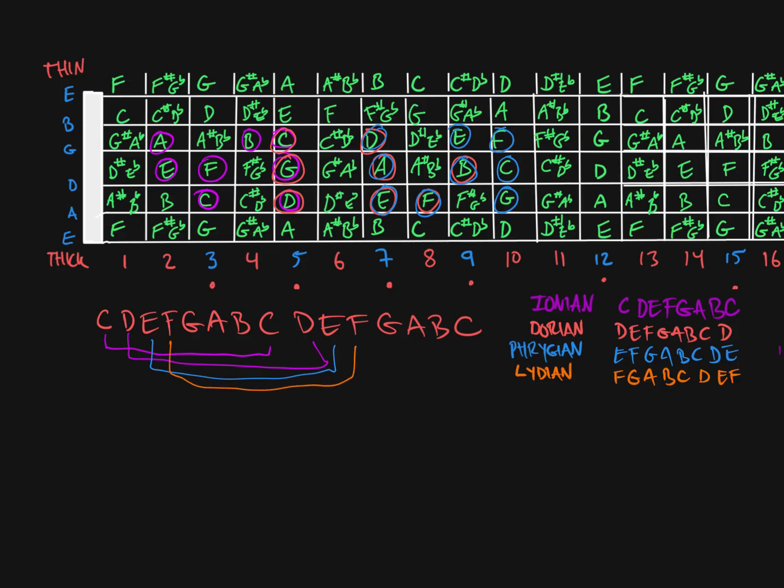Let's try it from F to F. That's going to give us Lydian mode. F, G, A, B, C, D, E, and then back to F.